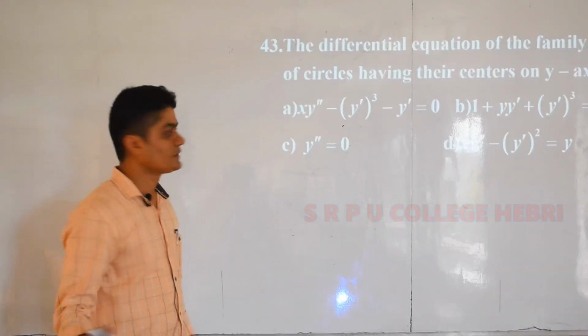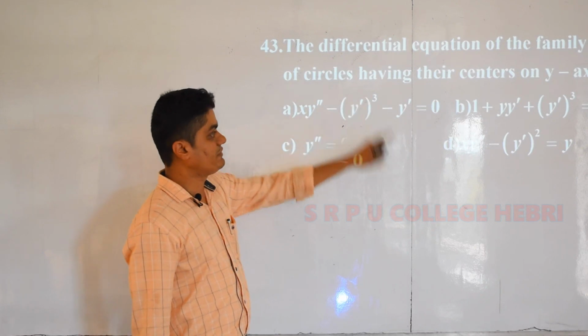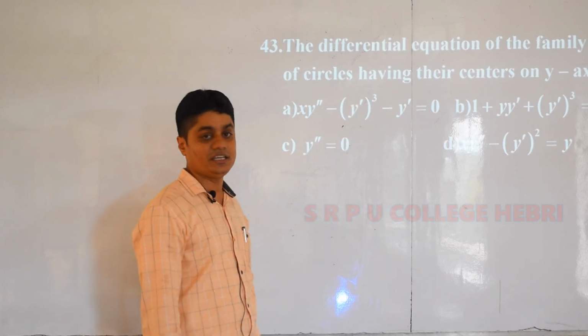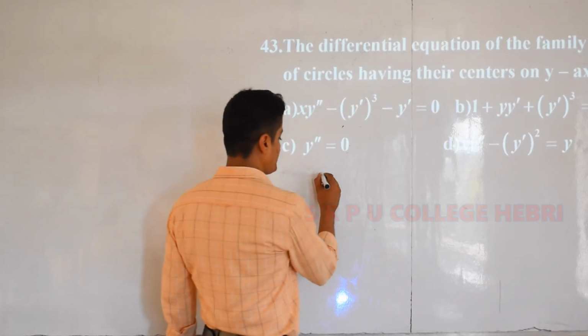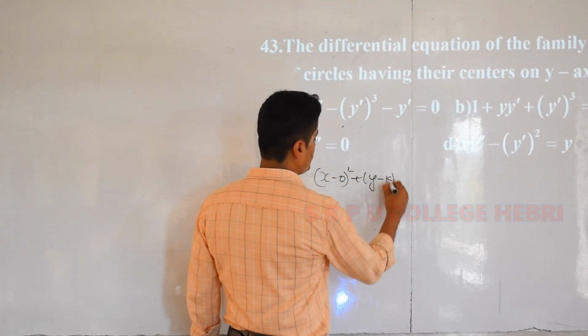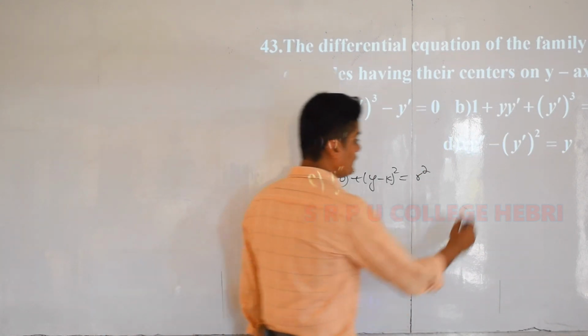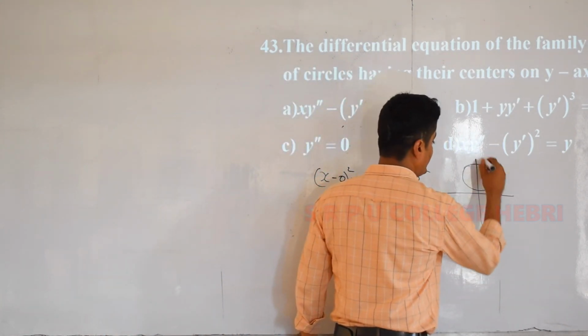So, next question. The differential equation of the family of circles having their centers on the y-axis. So what is the equation? x minus 0 whole square plus y minus k whole square is equal to r square. See, the center is on the y-axis. The center is on the y-axis.